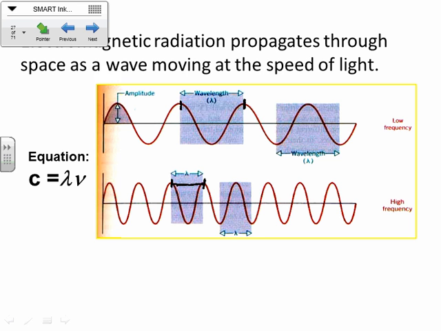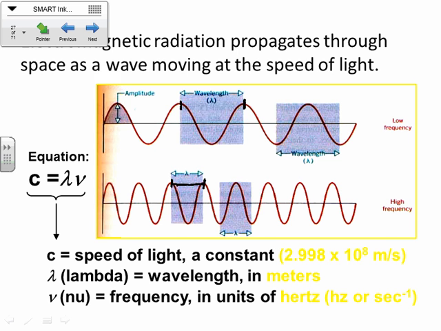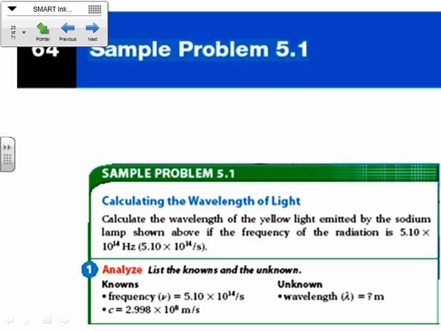So for example, if you know the frequency, like this example problem down here, it says calculate the wavelength of yellow light emitted by the sodium lamp shown. It's not shown here. Sorry. So basically, if you have the frequency, you can use the speed of light and the frequency to calculate the wavelength. Okay, you can get one from the other. Yeah, 2.998 times 10 to the 8th meters per second. Okay, which you don't have to memorize that number either, by the way.